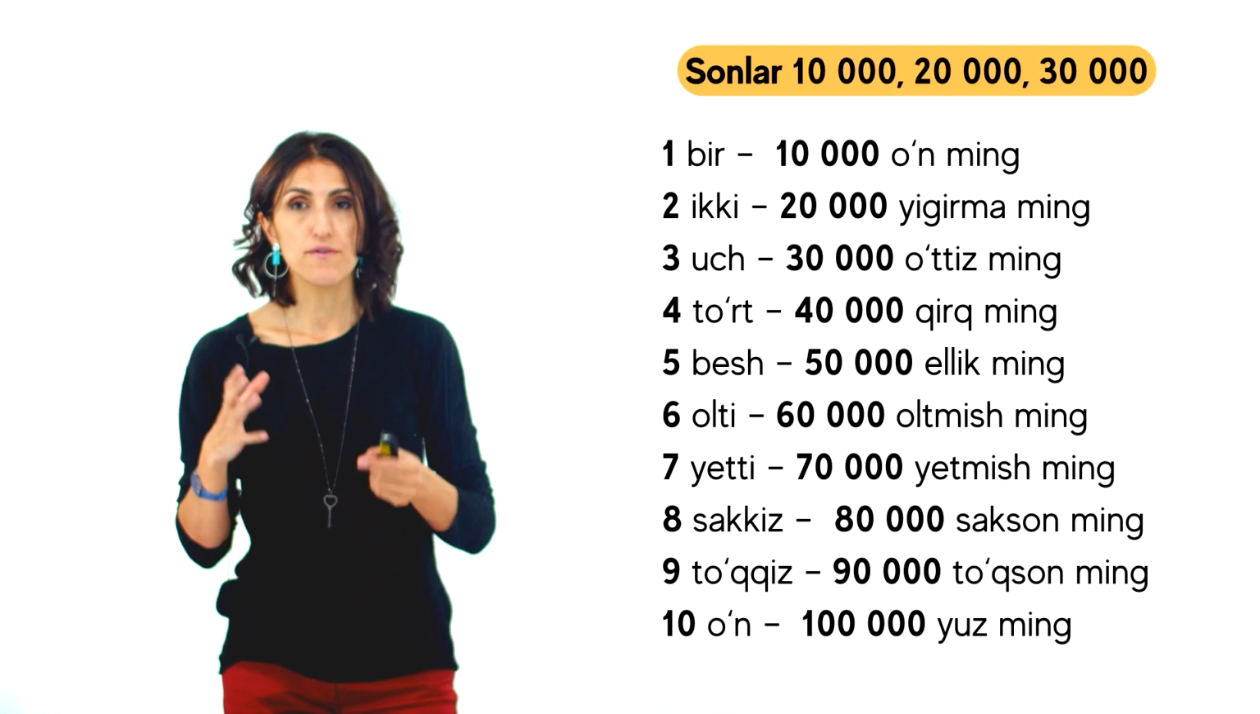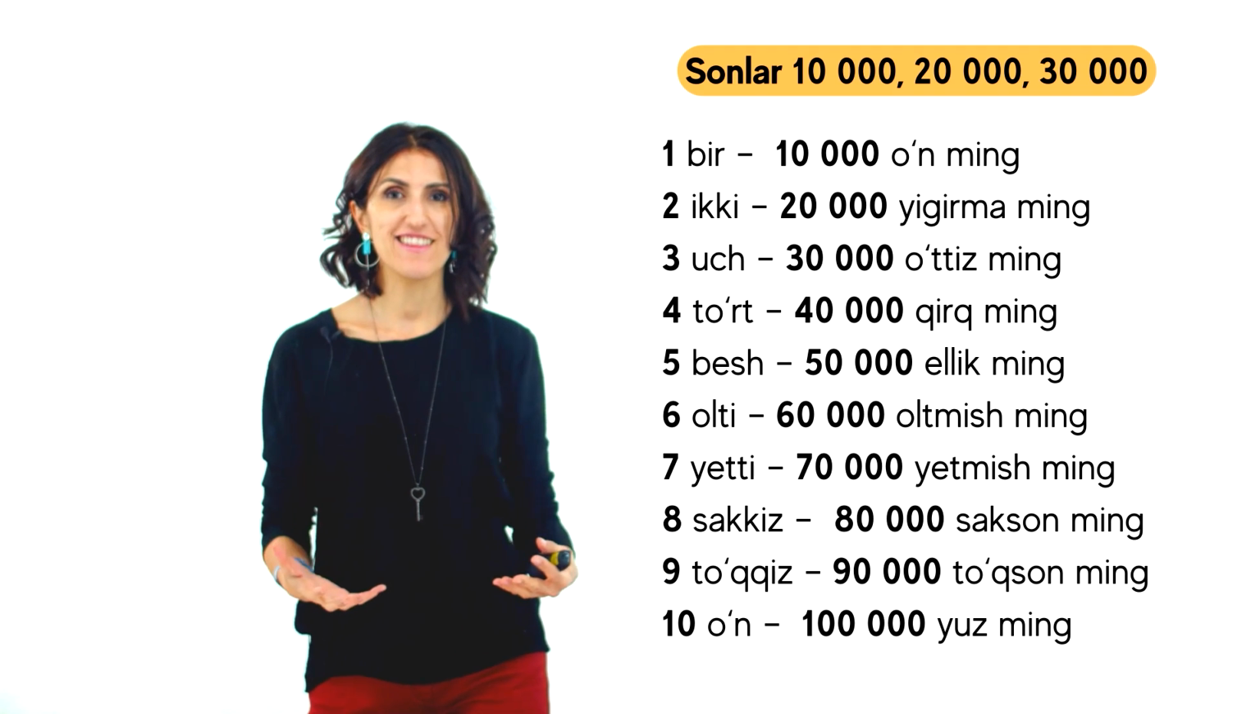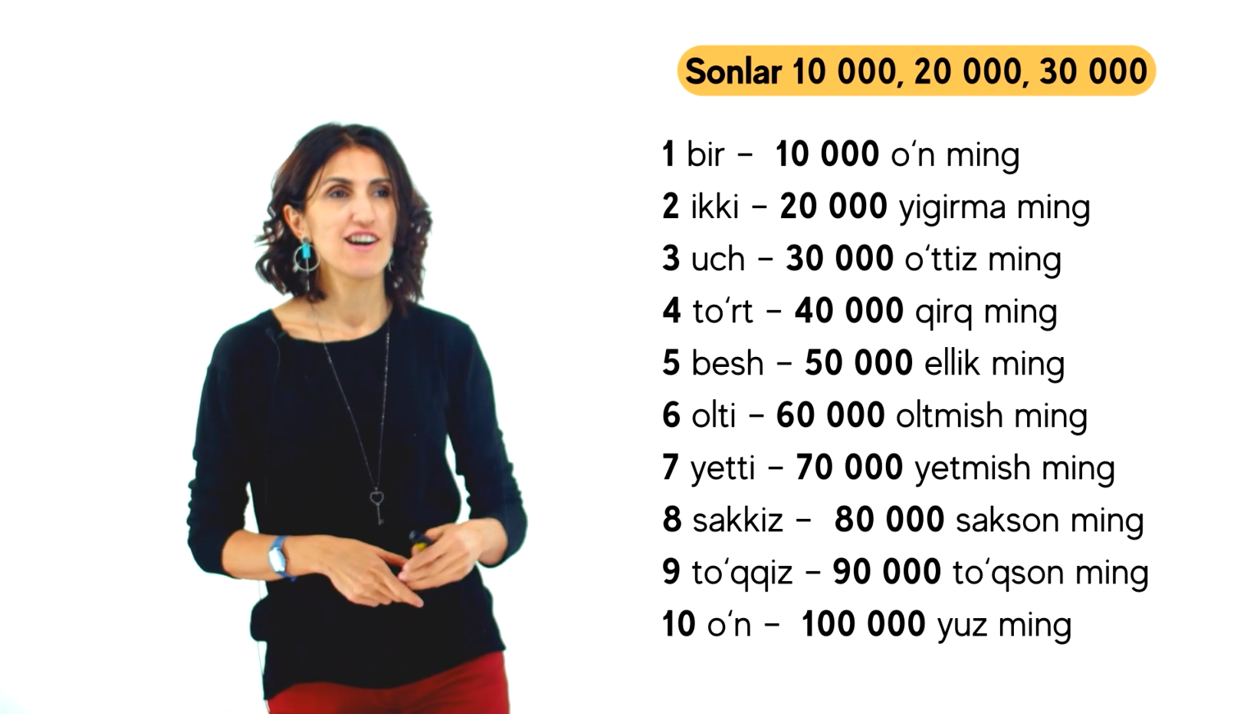Tens: 10, 30, 90, 70, 20. Okay. Now, if you know tens, then you can make thousands. You can say thousands. You can read thousands.